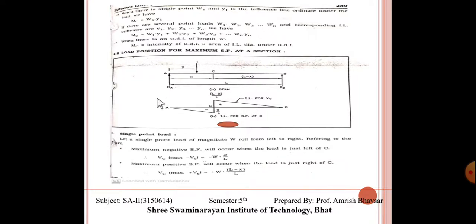So from this we can get the maximum shear force for a particular point, and from this diagram we can calculate the whole influence line, and that influence line can be generated anywhere on the structure, so we can calculate on that basis.